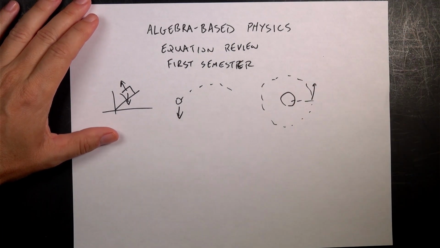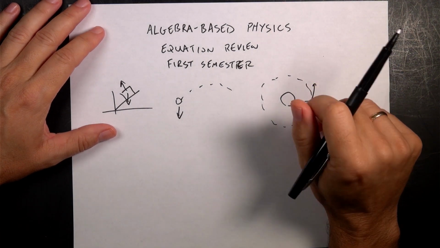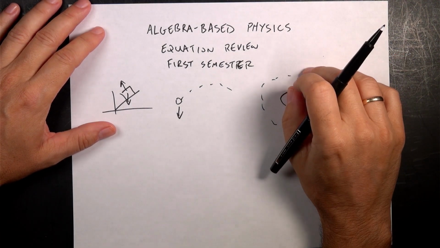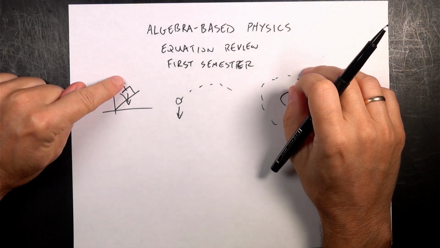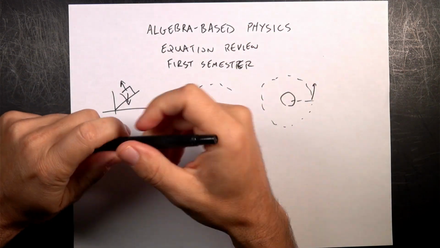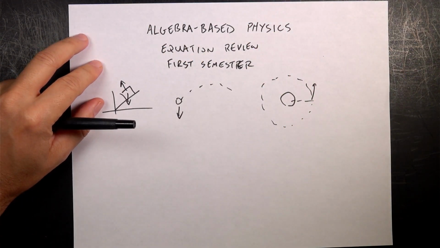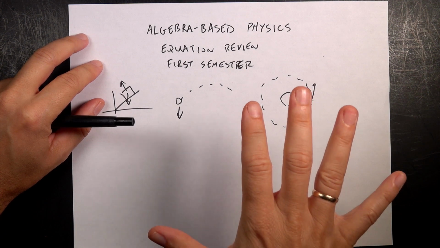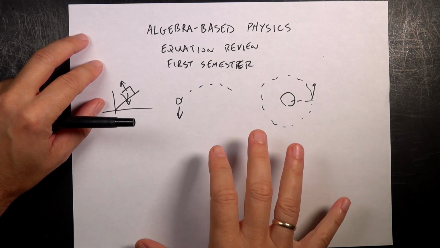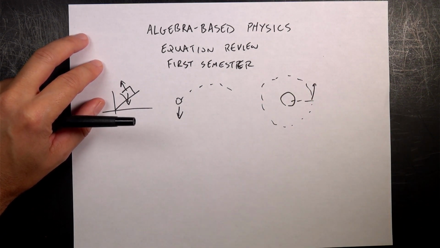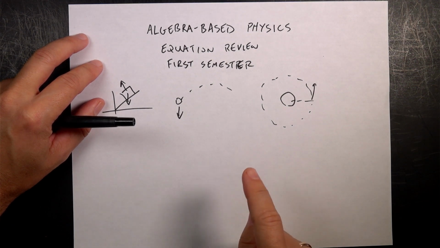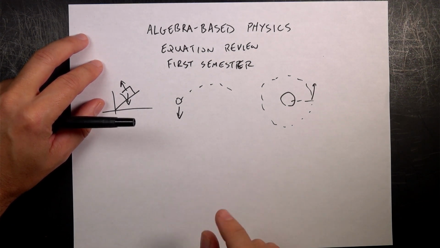This is an equation review. So basically, I'm making an equation sheet for algebra-based physics, first semester. If you're not familiar, this is at the college level. At the college level, there are two kinds of introductory physics: one that uses calculus and one that doesn't. So I'm going to make an equation sheet for the one that does not use calculus.